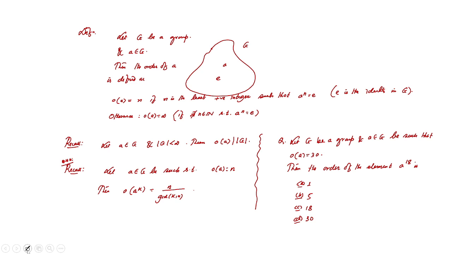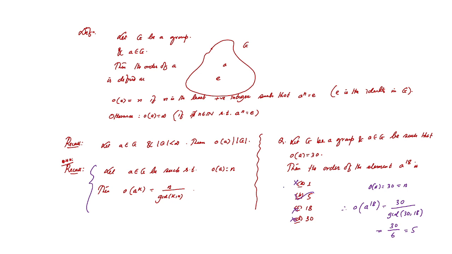So here we will just use this important result. Order of A equals 30, this is our n, and therefore the order of A to the power 18 will be n by GCD of 30 and 18. So 30 by 6, which is 5. So option B is correct. All other options are false. That may be the multiple choice question asked in the examination paper.